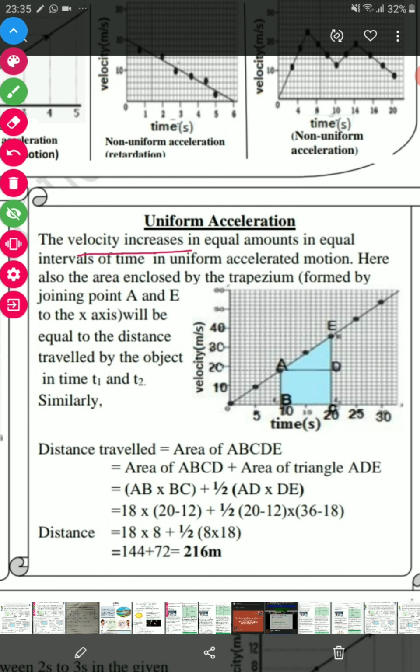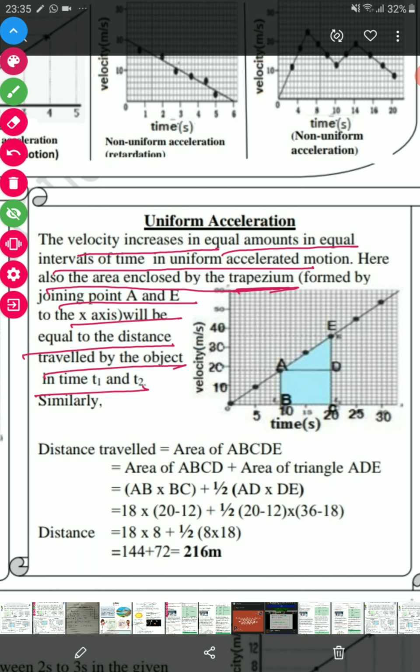So the velocity increases in equal amount in equal interval of time in the uniform accelerated motion. Here also the area enclosed by trapezium, formed by joining the points A and E to the x-axis, we will be able to calculate the distance traveled by an object between T1 and T2. So the distance traveled we have ABCDE.